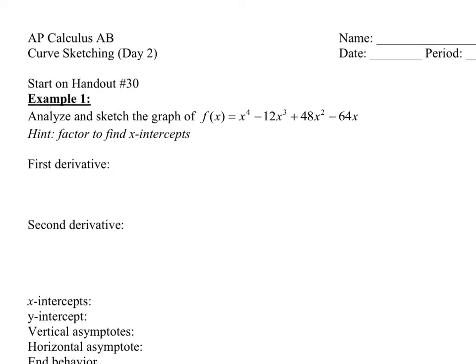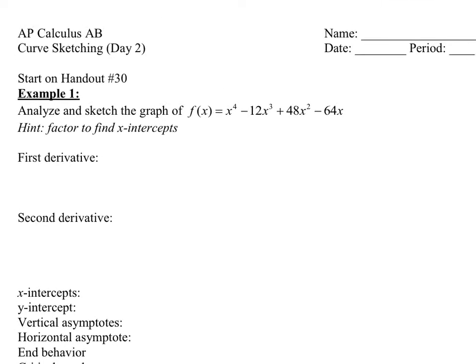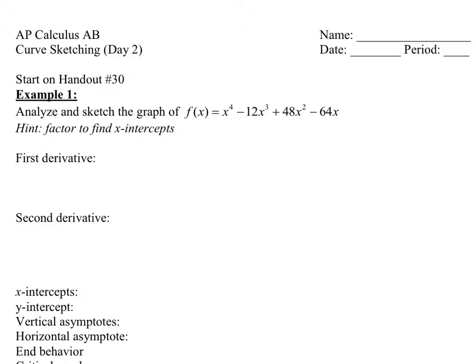So let's start out here. We're looking at this quartic equation, x to the fourth minus 12x cubed plus 48x squared minus 64x. And let's start with the pre-calculus things first, and then we'll address the parts that are going to require some calculus, okay?